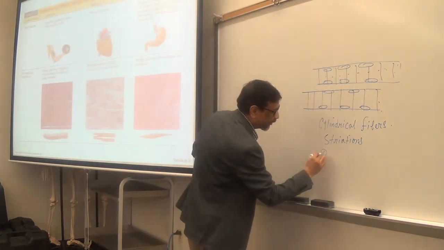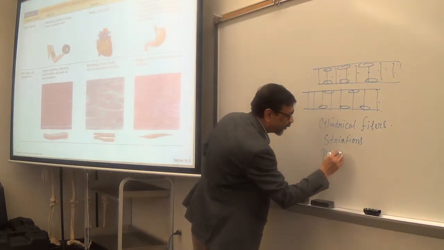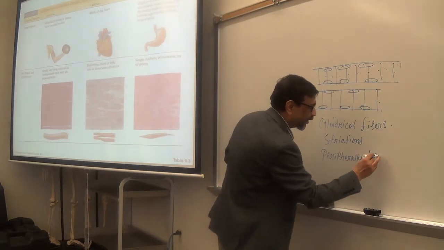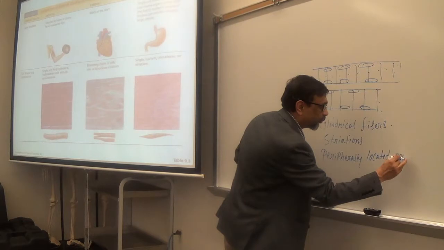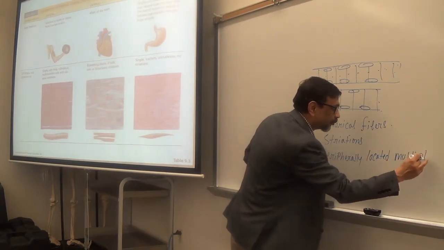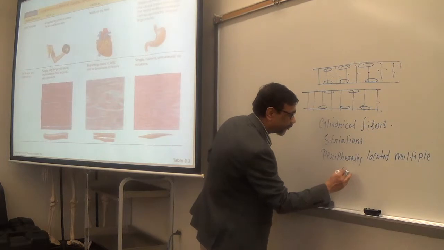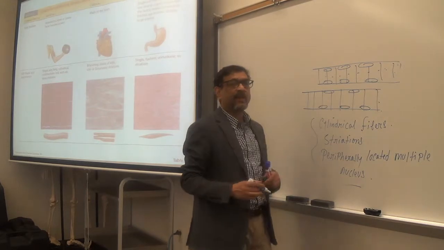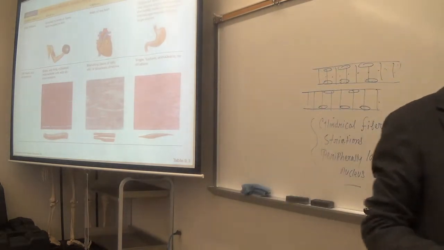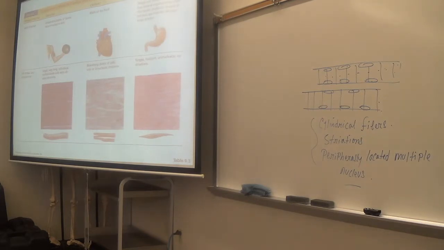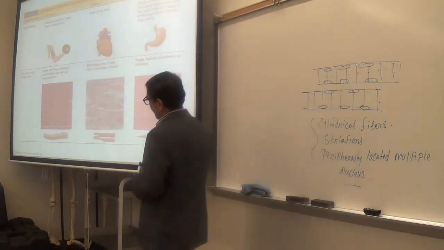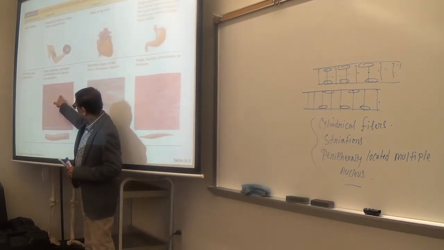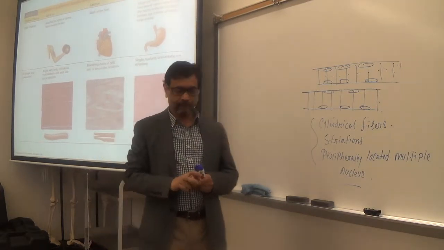So we say that there are multiple peripherally located nuclei in each fiber. So that is how the skeletal muscle looks under the microscope. Here you see cylindrical fibers, striations, and multiple nuclei peripherally located.